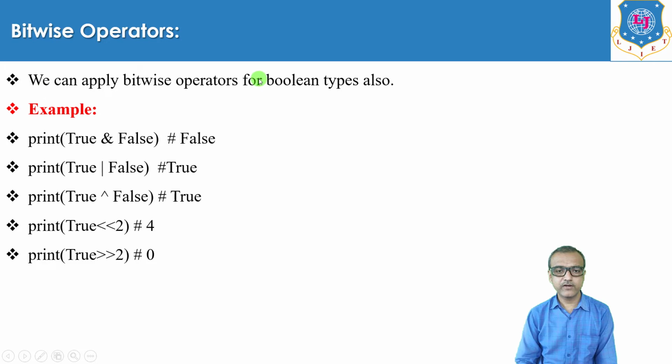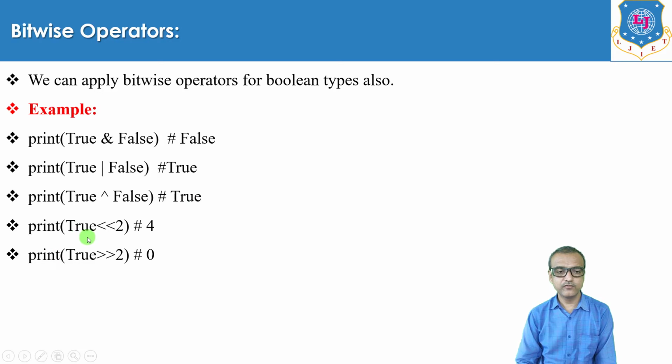We can apply bitwise operators for Boolean types also. For example, print of true and false. See, true means 1, false means 0. So 1 and 0. In case of the AND operator, if any of the result is 0, that is false. Similarly, print of true or false. In case of the bitwise OR operator, if any of the result is 1, the result is true. Now print of true XOR false. In case of XOR, if both are different, the result is true.